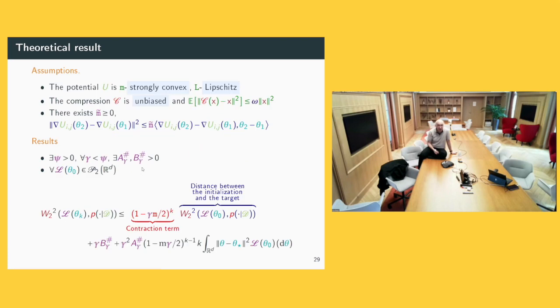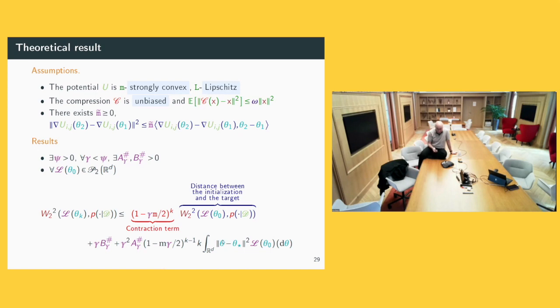And what we obtain is a bound on the Wasserstein distance, and it looks a bit like that. The first part is not much surprise. It's the way you forget the initial condition. So it looks a bit like what we had before. We have the strong convexity constant, which plays a role there, plus a Wasserstein distance between the law of theta 0 and the posterior distribution.